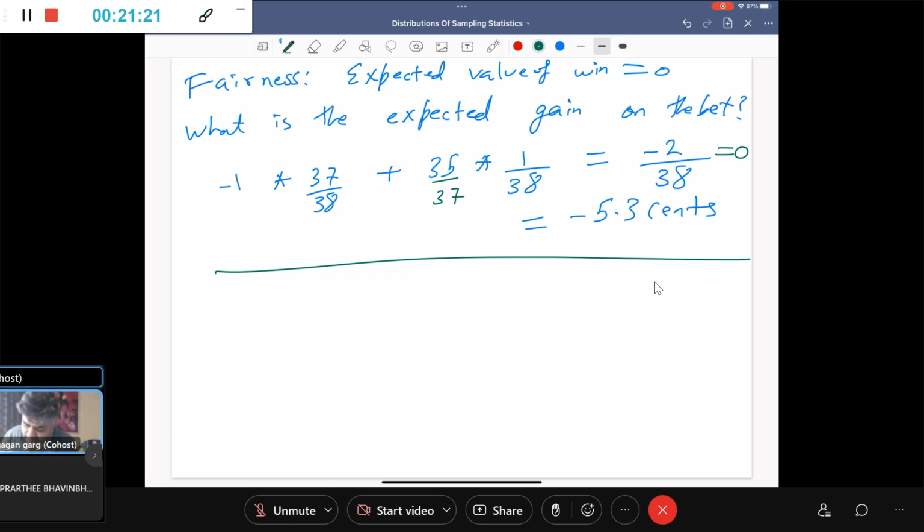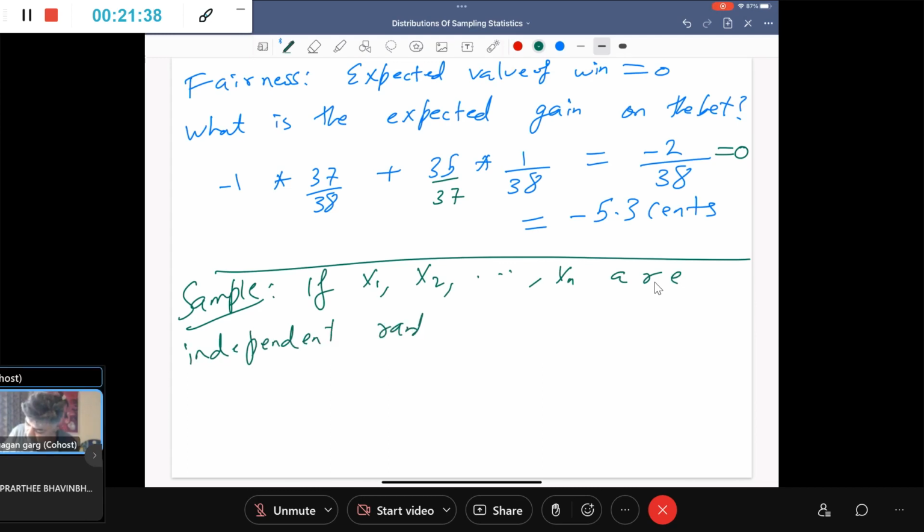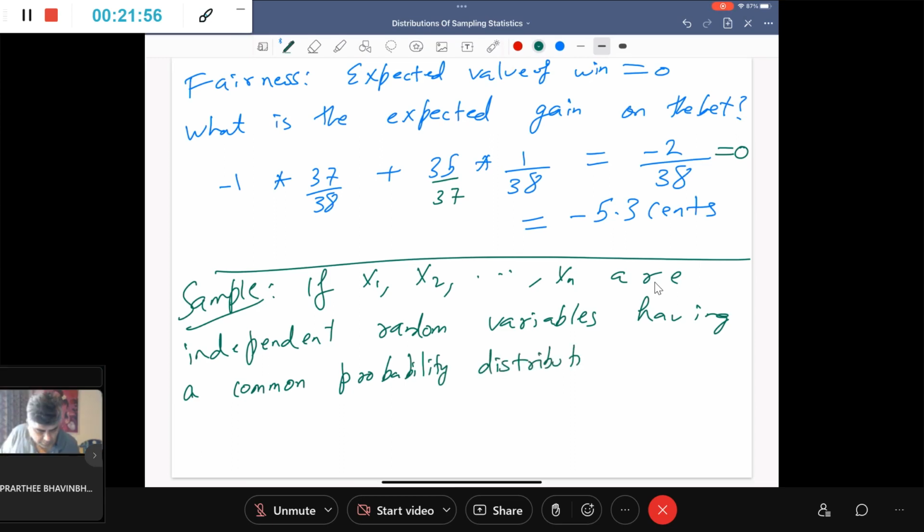So the first definition that we are going to do is that of a sample. So what is a sample? If x1, x2, ..., xn are independent random variables having a common probability distribution, we say that they constitute a sample from that distribution.